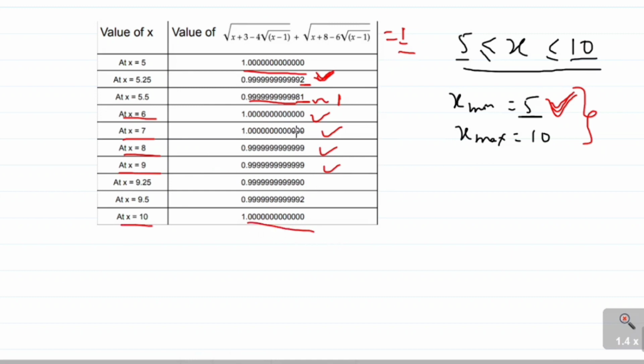From this table we conclude that at every integral point from 5 to 10 this equation is satisfied, right? And for all intermediate decimal values, up to a certain number of digits after the decimal, we are getting a correct solution. But as soon as it reaches the 13th digit, we observe deviation in the solution. However, it is accurate up to the 12th digit, and this is perfectly okay.